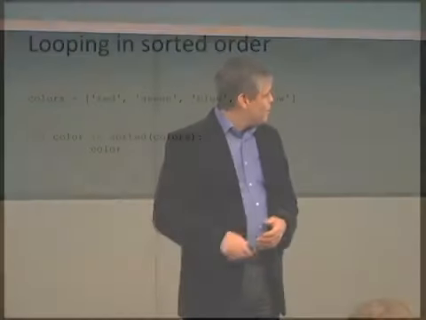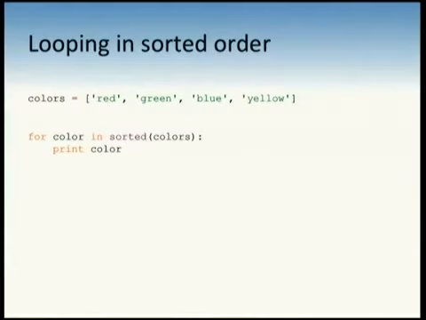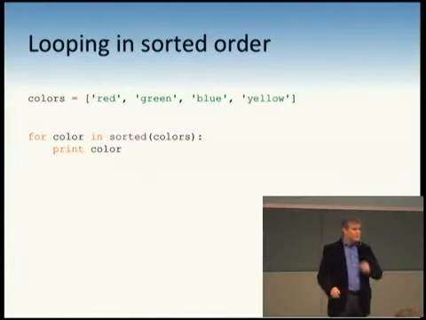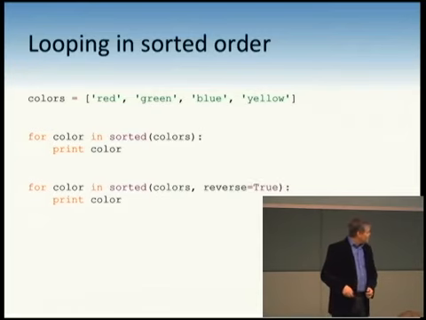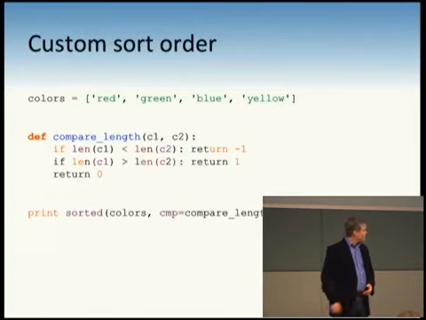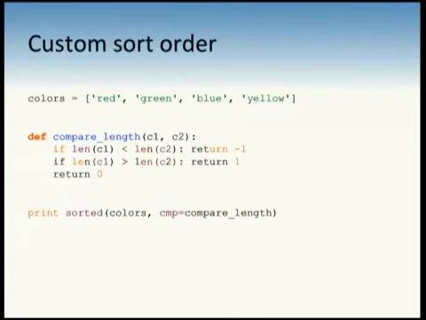Looping in sorted order. We can loop over a collection by doing sorted colors. It's pretty easy to take any for loop and just drop sorted in it, and now you loop over it in sorted order. Yes, I did sorted too. How to loop backwards? reverse equals True. Simple enough. How do you do a custom sort order?